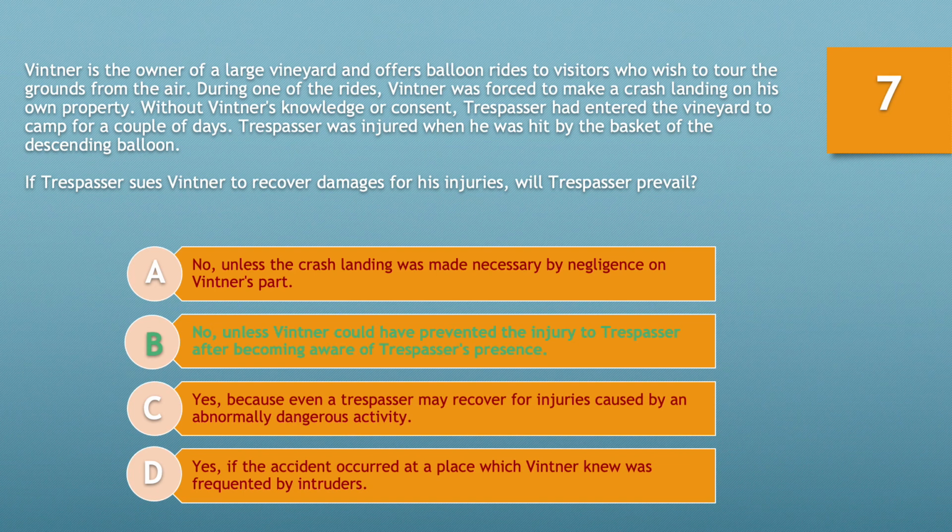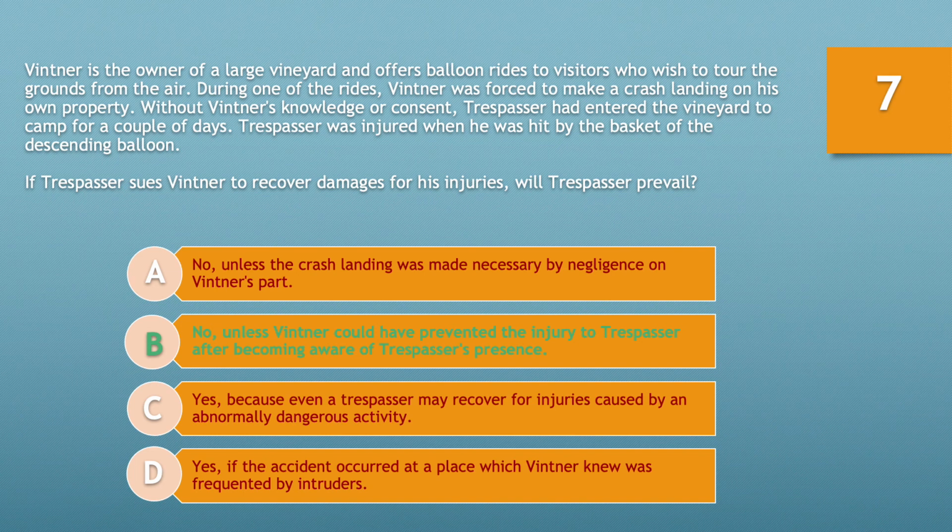Let's look at C. Yes, because even a trespasser may recover for injuries caused by an abnormally dangerous activity. Again, C misses the point in noting that if Vintner is not aware of trespassers' presence, it is impossible for him to be deemed responsible for any injury to that person. And we're not looking at a situation where rifles or guns or shotguns were placed in order to protect property and purposely aimed towards shooting intruders or anything of the like. Here, there was no clear mens rea or no clear intention for a trespasser to be injured or hurt. It was simply an accident.